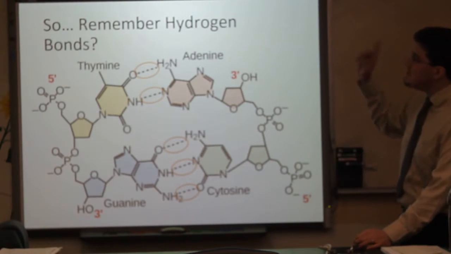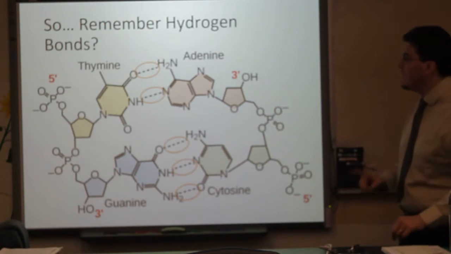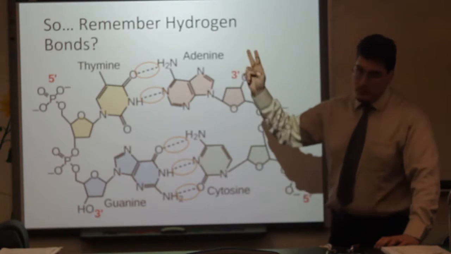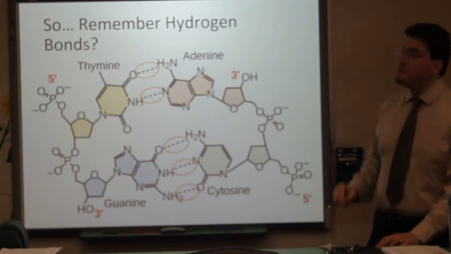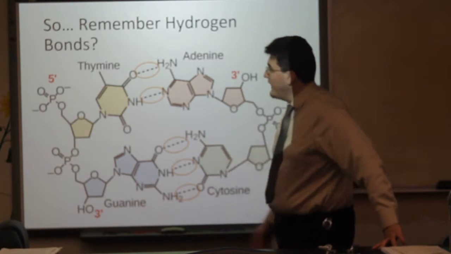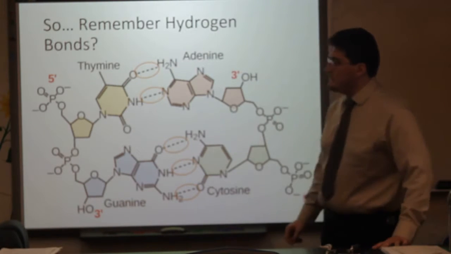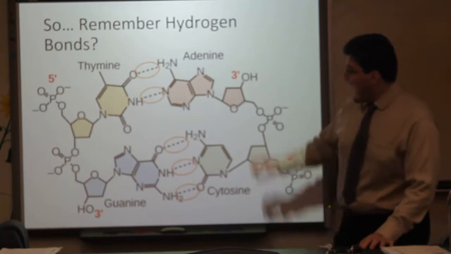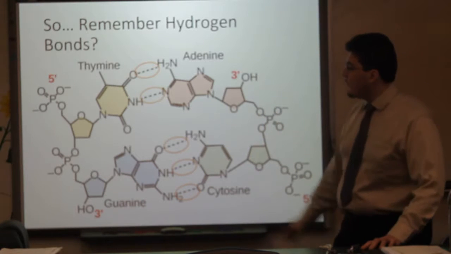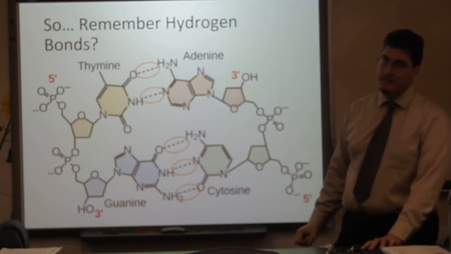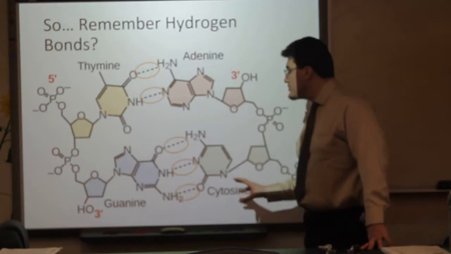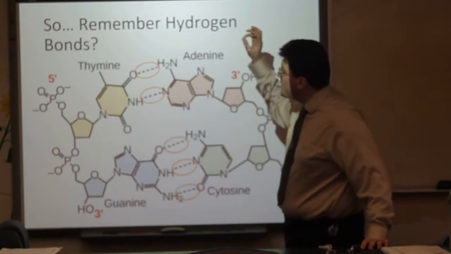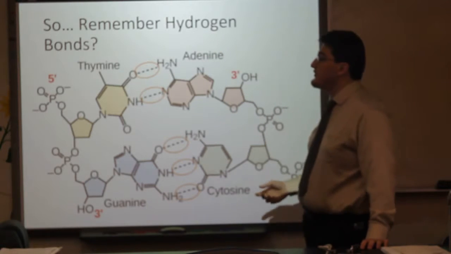However, I do need you to remember hydrogen bonding, remembering that it is a dashed line. There are two hydrogen bonds that form between thymine and adenine. Also between adenine and uracil as well. And 3 hydrogen bonds that can form between guanine and cytosine. So 3 hydrogen bonds can form between guanine and cytosine. 2 hydrogen bonds can form between adenine and thymine or uracil.